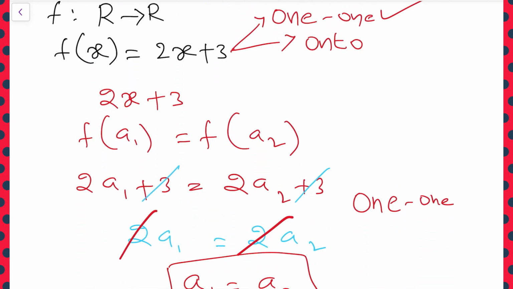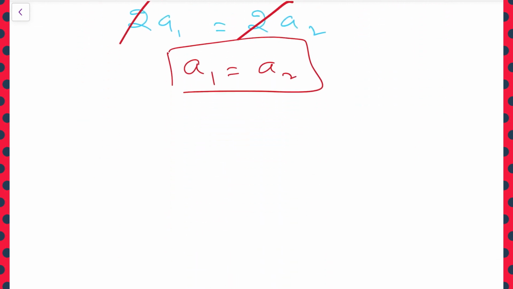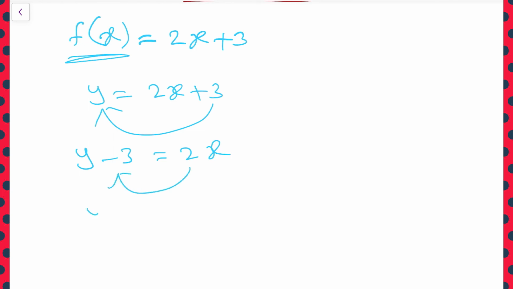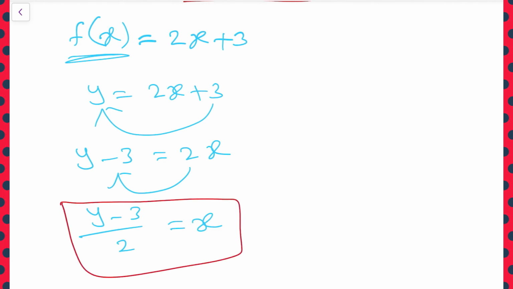Next let us check whether it is an onto function or not. f of x is given as 2x plus 3. f of x we substitute with y. y is equal to 2x plus 3. Make the equation for x. So take plus 3 to the left side, then it will become minus 3. We want the x value, so take 2 also to the left side. y minus 3 divided by 2 is equal to x. This is the x value now.